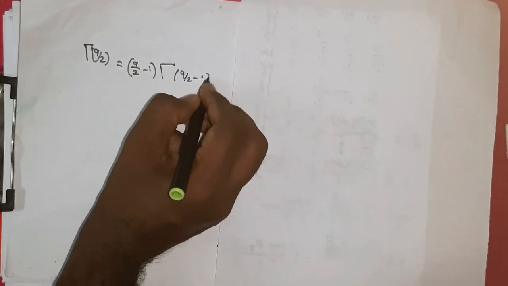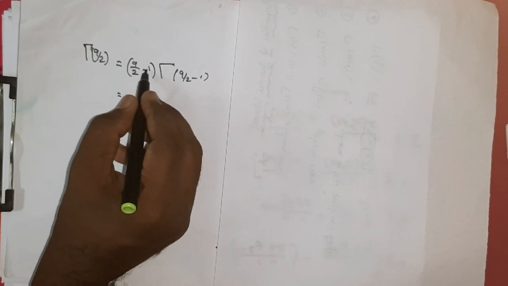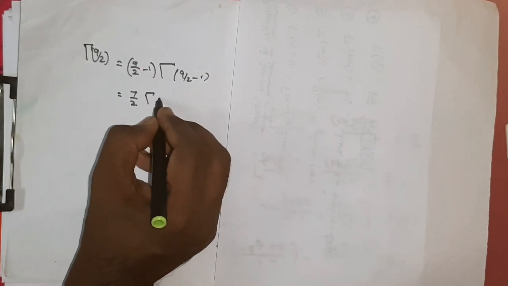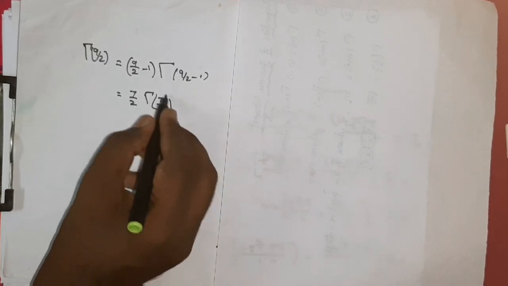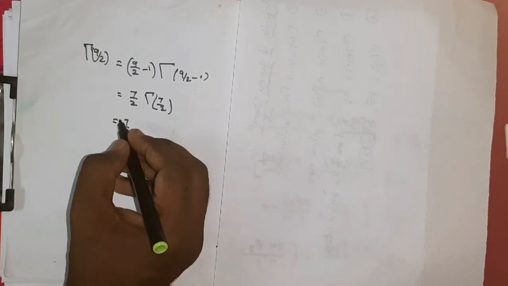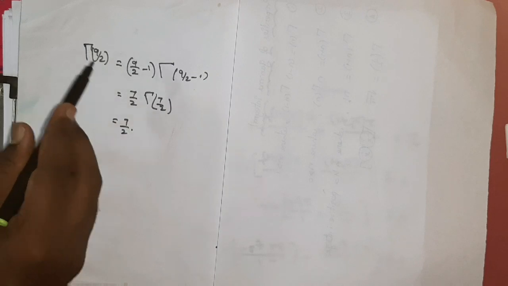But try to understand. Here when you do the subtraction, it becomes first 7 by 2, then gamma of 7 by 2. Again for this, you will be doing 7 by 2 minus 1. So what is it? 5 by 2. So it's a simple idea. Here every time in succession 2 is reduced in the numerator.